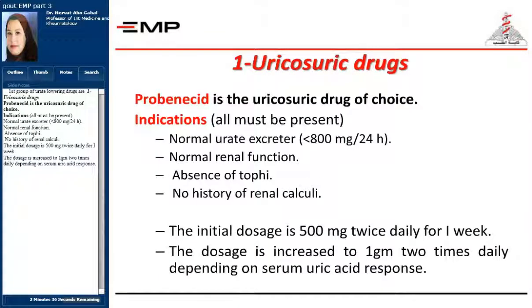The first group of urate-lowering drugs are uricosuric drugs, like probenecid, but it is indicated when there is normal urate excretion, normal kidney function, in absence of gouty tophi, if there is no renal calculi, and the initial dose is 500 mg twice daily for 1 week, to be increased to 1 gram twice daily depending on serum urate response.